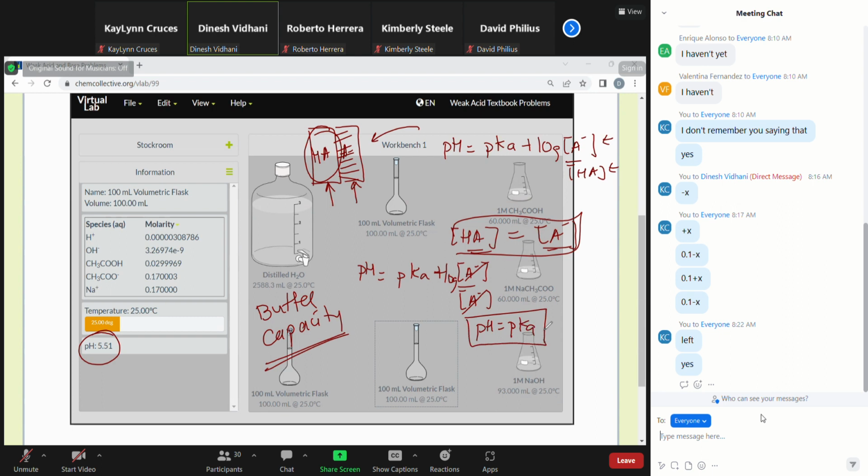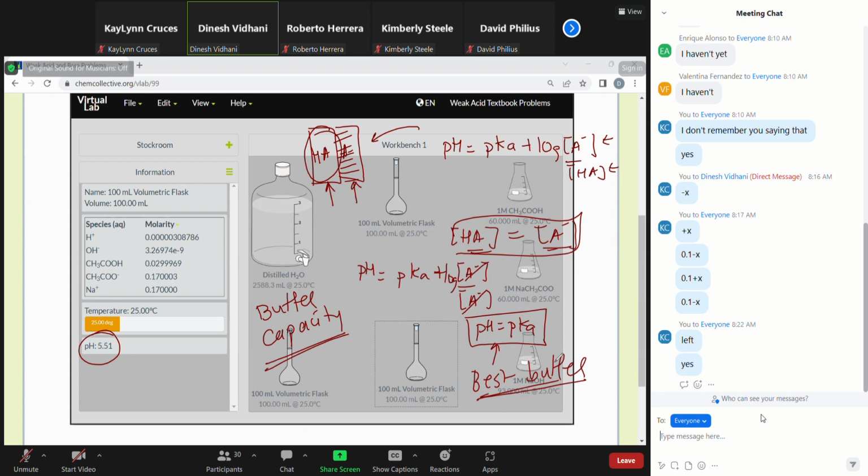So the best buffer is the one where the pH of that solution equals the pKa of the undissociated acid. This is the best buffer because it has an equal amount of HA and A minus. It's a perfect situation at that moment, right?